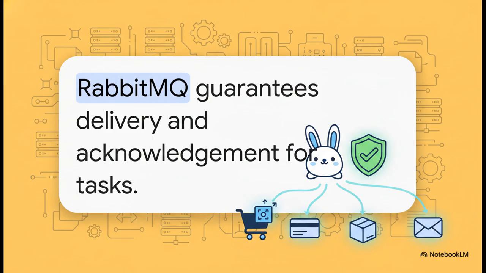Imagine an e-commerce order. One single checkout event needs to trigger a payment service, update the inventory service, and fire off an email confirmation. RabbitMQ routes these messages precisely, and here's the kicker. It requires an acknowledgement from the consumer before it actually deletes the message. If the consumer crashes, no problem. RabbitMQ safely requeues the message. It is literally designed for maximum reliability.